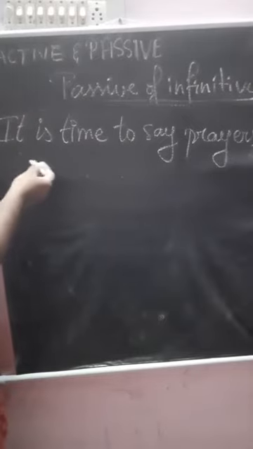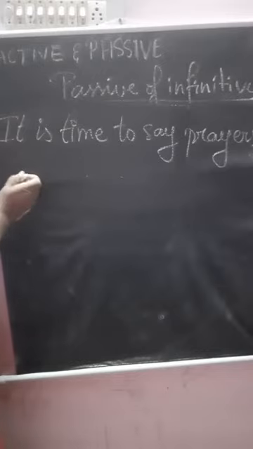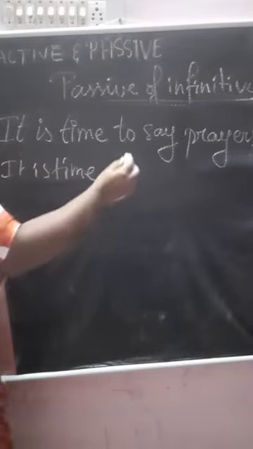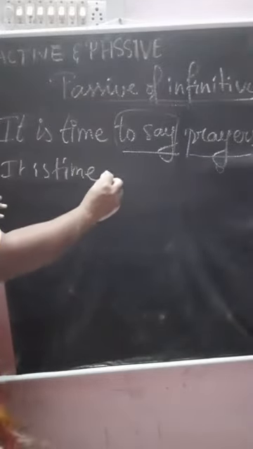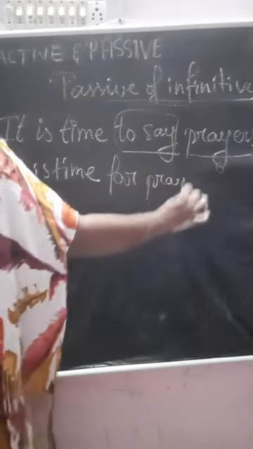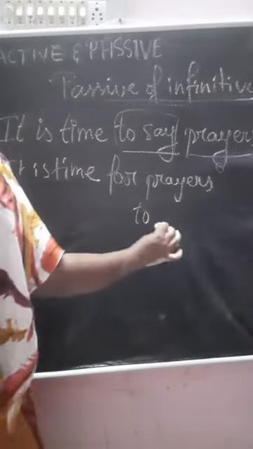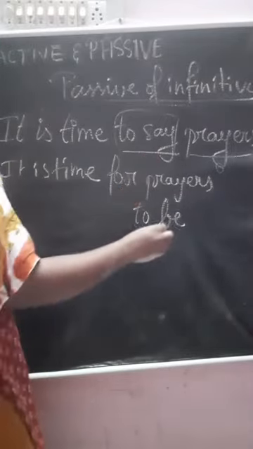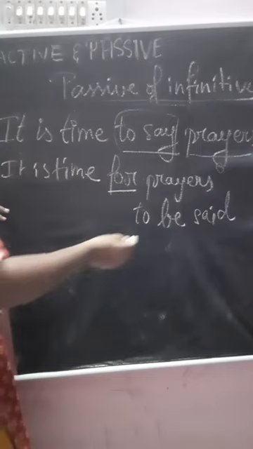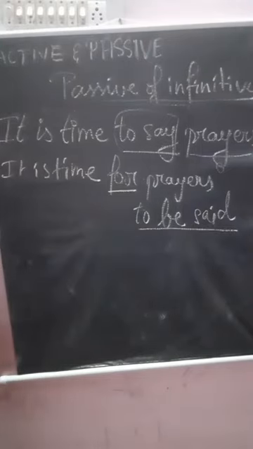Like the previous example, here is a similar sentence. Now come on, try to make it. What do we have to do? It is time to say prayers. We write the first part as it is: it is time. What do we have to do then? We have found it's an infinitive, followed by the object. It is time. What do we have to use here? For. Remember? For prayers to be, to plus verb, so to be plus V3. To be said. So you remember using this for.